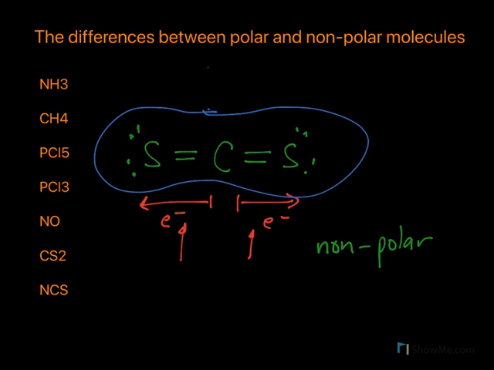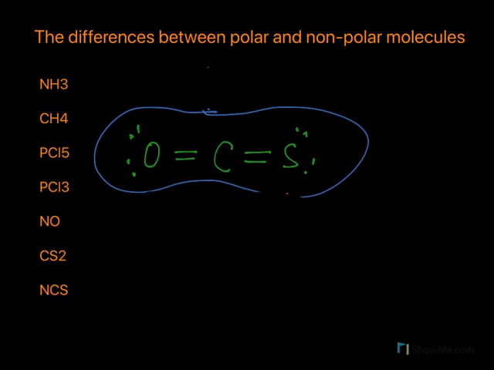Again, if I changed one of the sulfurs to an oxygen, then we changed the relative polarity of the molecule, because oxygen has more electronegativity than sulfur, so it will pull the electrons towards it more than the sulfur. So now we have a biased distribution of electron density, so that means that this is now a polar molecule.